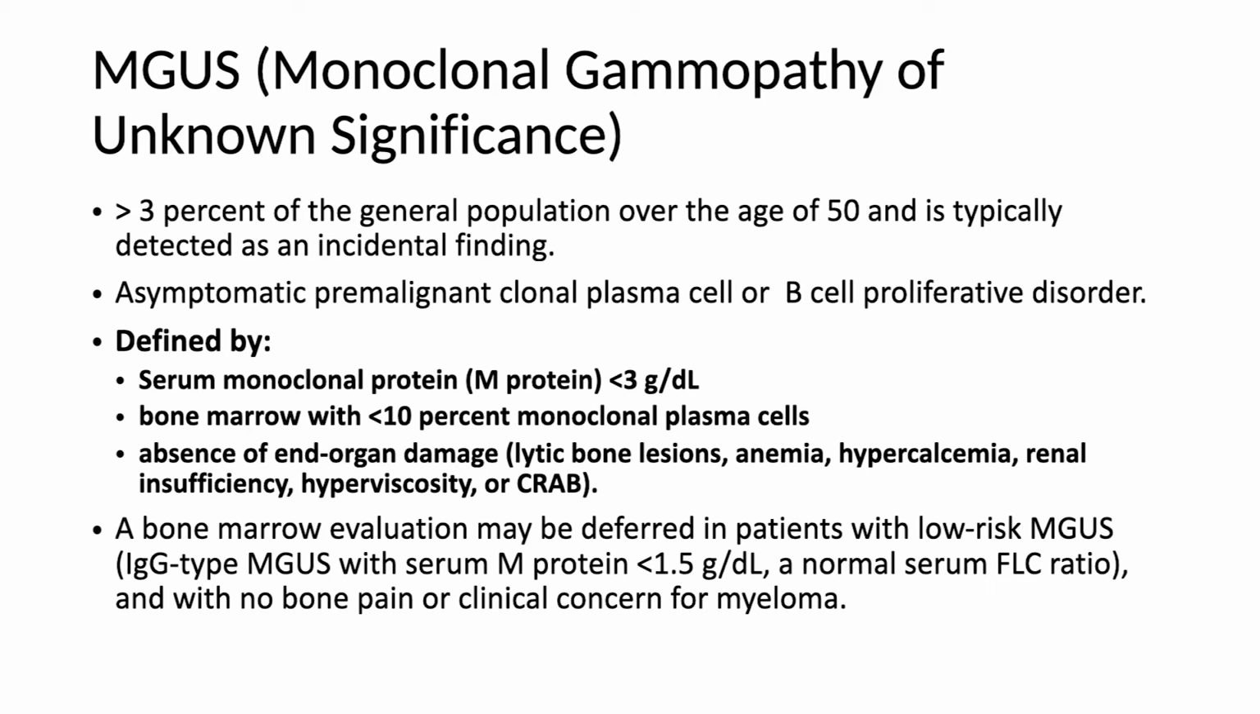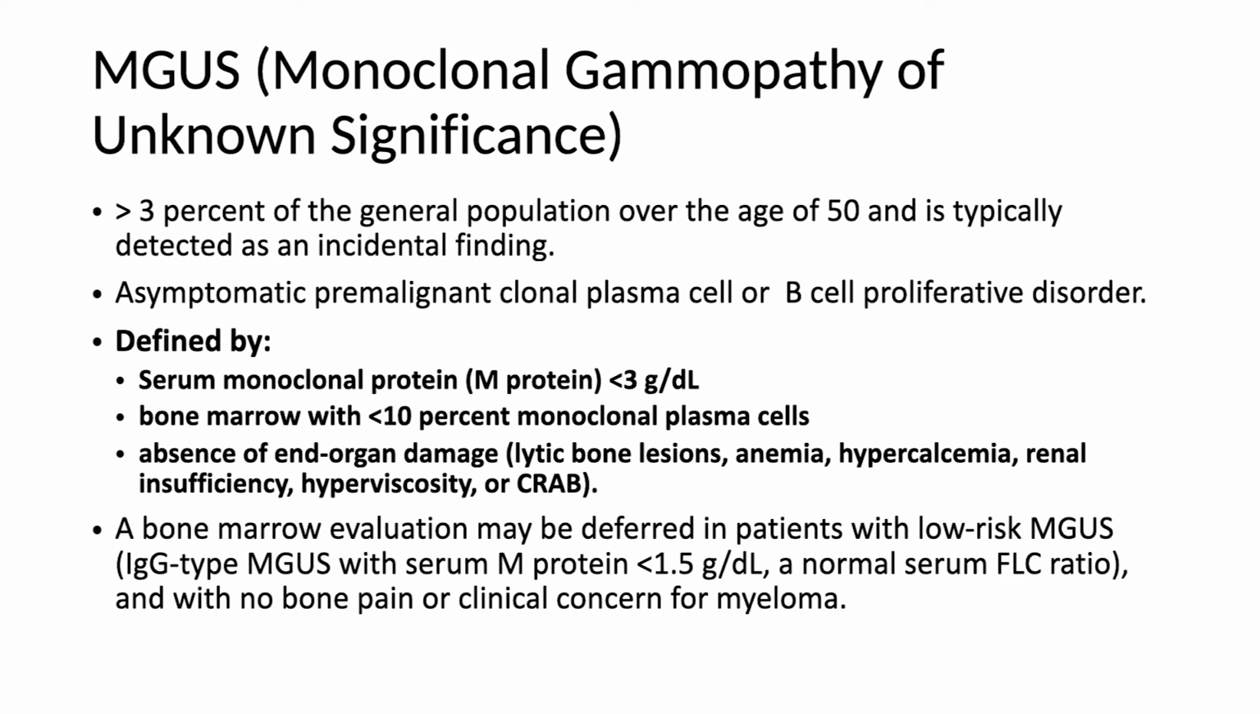It is an asymptomatic, pre-malignant, clonal plasma cell or B-cell proliferative disorder. It's defined by serum monoclonal protein of less than 3 grams, bone marrow monoclonal plasma cells of less than 10%, and this is the most important thing, absence of end organ damage. There should not be any CRAB criteria: lytic lesions, anemia, hypercalcemia, renal insufficiency, or hyperviscosity.